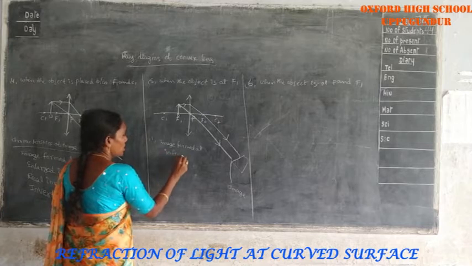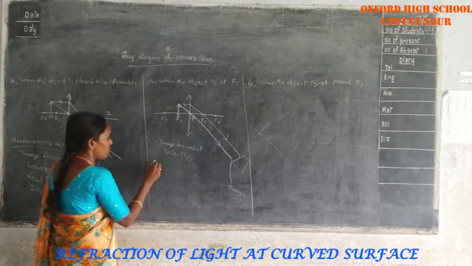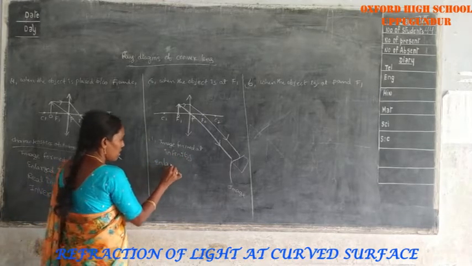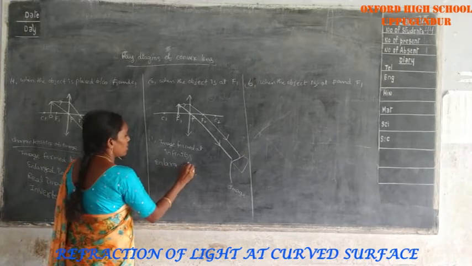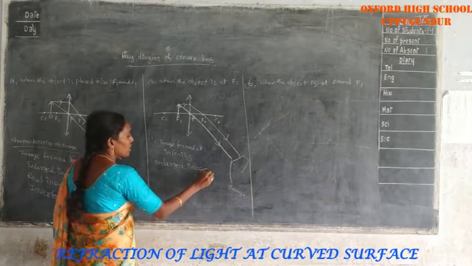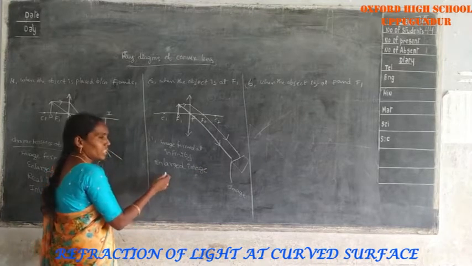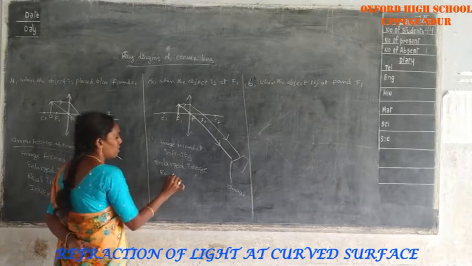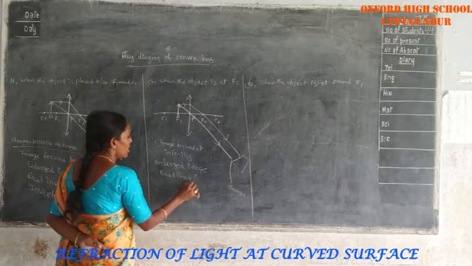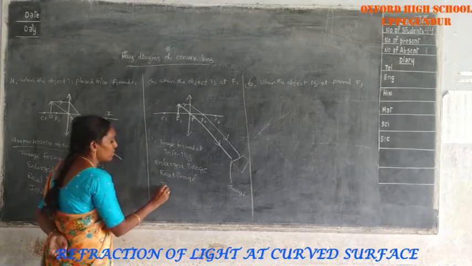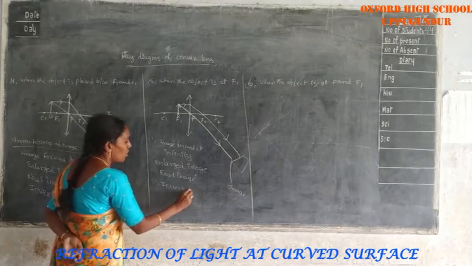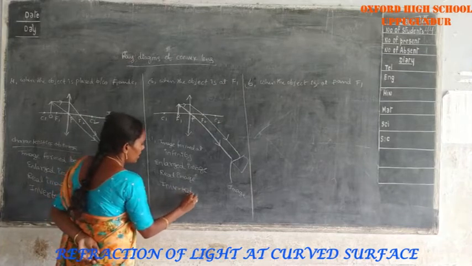Here it is an enlarged image. It can be caught on the screen. That's why it is a real image. All real images are inverted images.